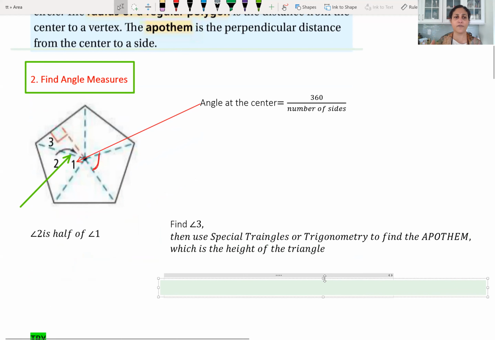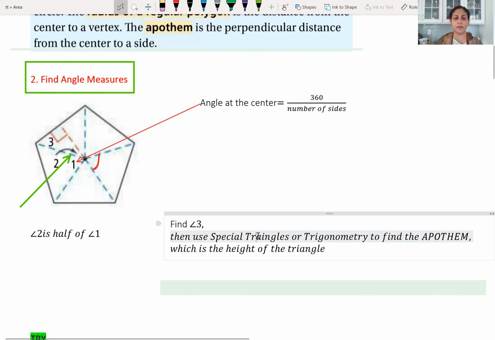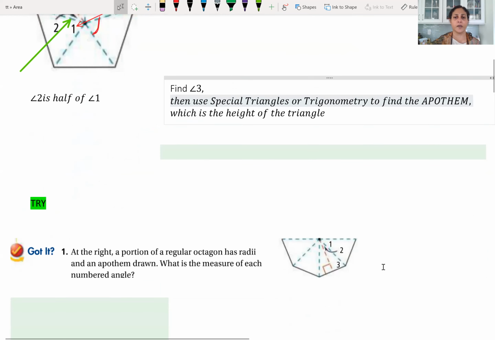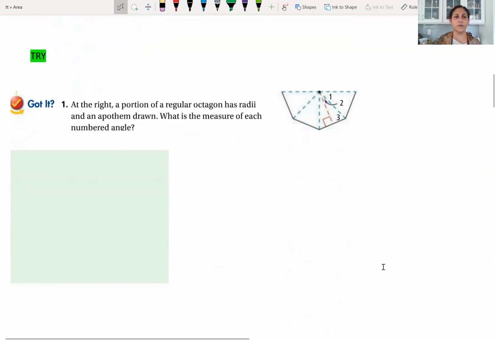And then you may have to use special triangles, or trigonometry, to find the apothem, which is the height of the smaller triangle. So we're going to try a few. And again, this is difficult, so you want to pause the video every time and give it a try on your own.